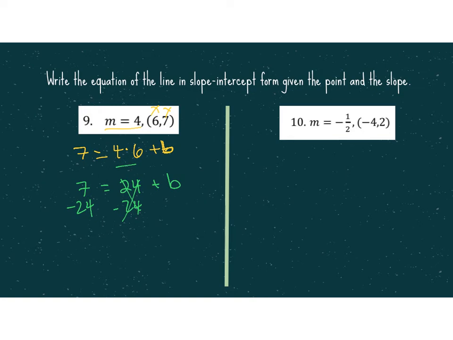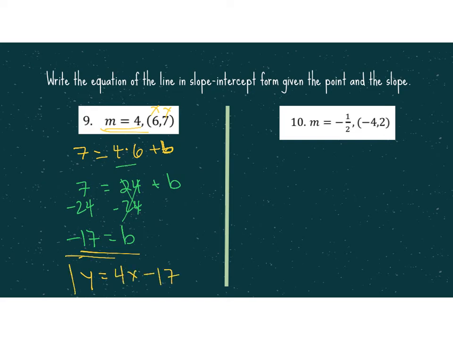7 minus 24, I'm going to type that into my calculator to check myself, but I should get a negative 16 there. Minus 24, negative 17, negative 17. See, that's why I checked myself. So negative 17 is equal to my b value. There's my b, there's my m, here's my equation. Y equals 4x minus 17.